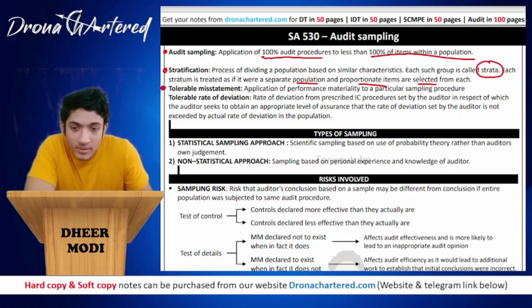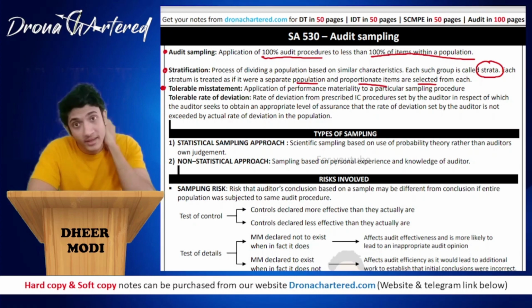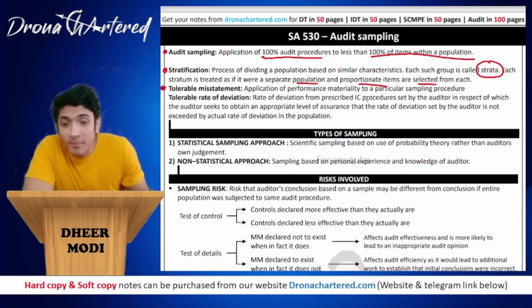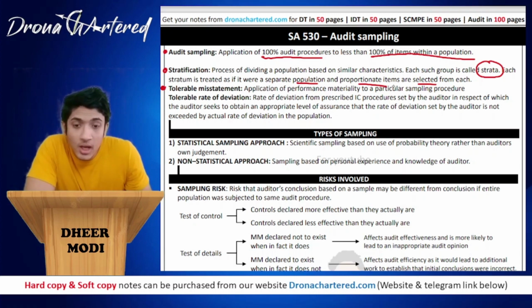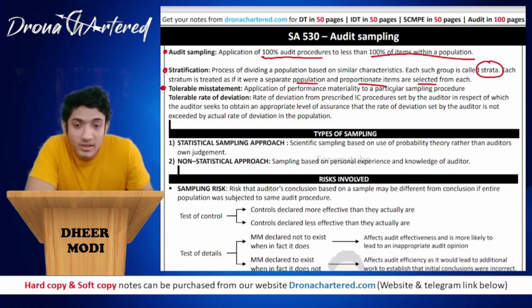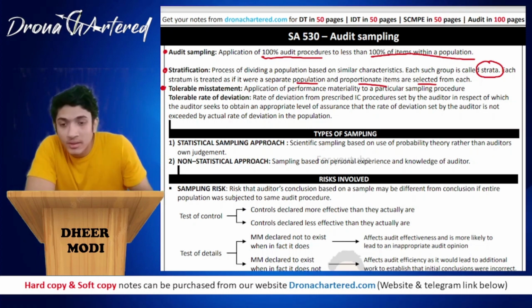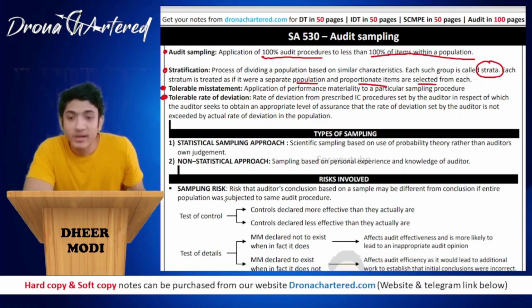Okay, now what is your tolerable misstatement? Tolerable misstatement is application of performance materiality. What is performance materiality? You remember, performance materiality is even less than your planning materiality. So it is application of performance materiality to a particular sampling procedure. That is, you are keeping an even lesser materiality.